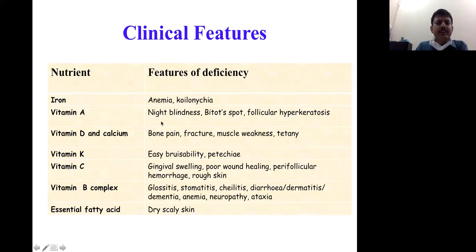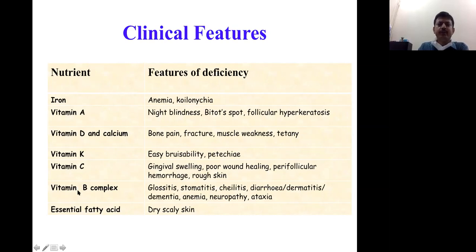Vitamin A deficiency leads to night blindness. You may have white spot on examination, and skin examination may show follicular hyperkeratosis. Vitamin D and calcium deficiency, bone pain, fracture, muscle weakness, tetany, etc. Vitamin K deficiency will have an effect on the clotting and will lead to easy bruisability and petechiae. Vitamin C deficiency, again, you will have swelling of gum, poor wound healing, perifollicular hemorrhage, etc.